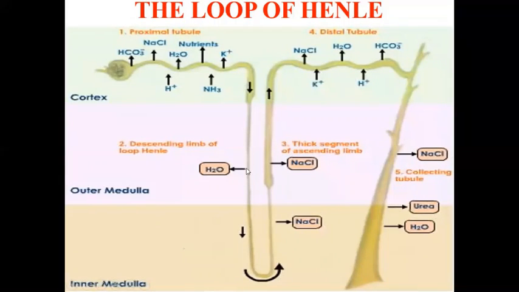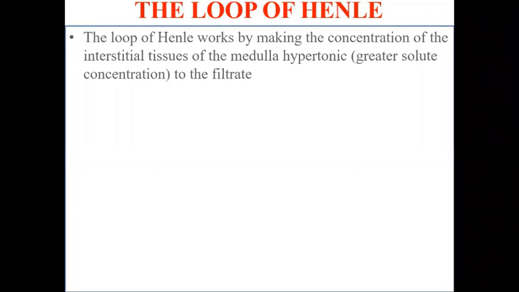The descending part is very permeable to water, so you can see a movement of water, reabsorption of water. But the ascending part, which is approaching the cortex, is mainly involved in reabsorption of salts. So you have sodium chloride that is being reabsorbed there. This is the countercurrent mechanism which I will discuss later on. Okay. So the loop of Henle works by making the concentration of the interstitial tissues of the medulla hypertonic, a greater solute concentration than the filtrate.